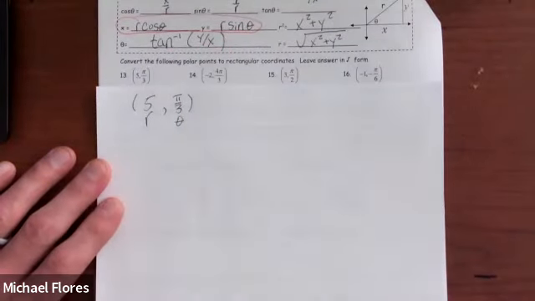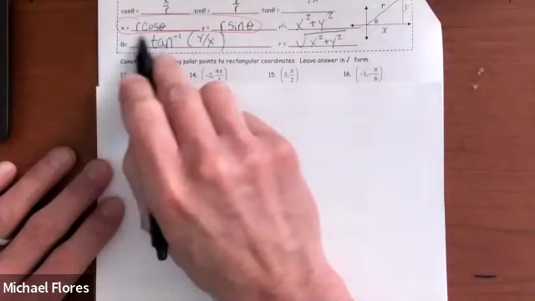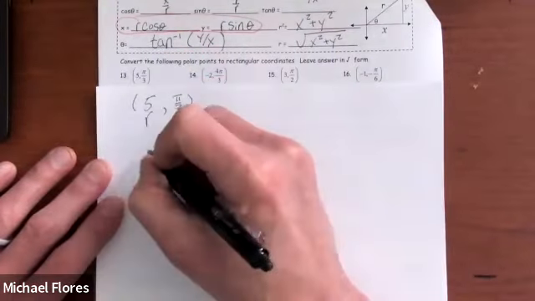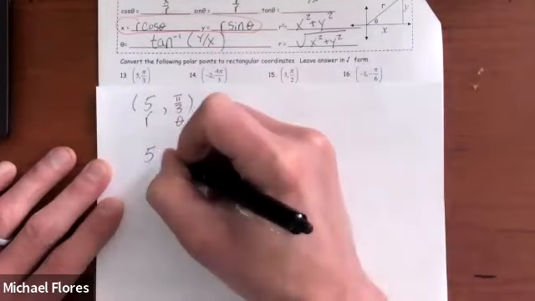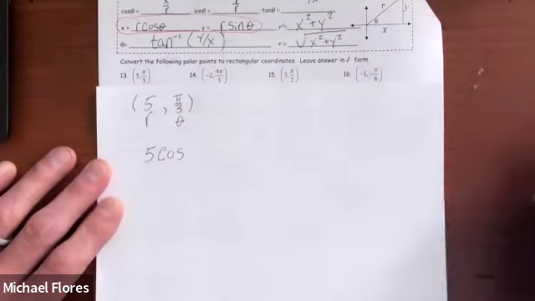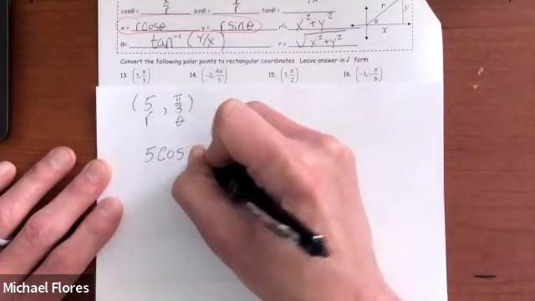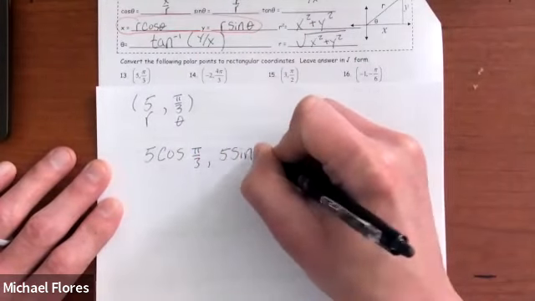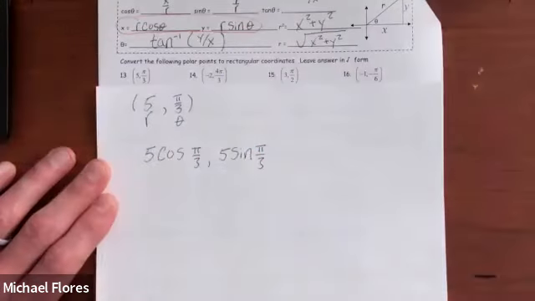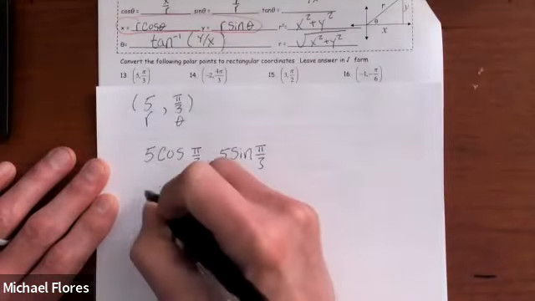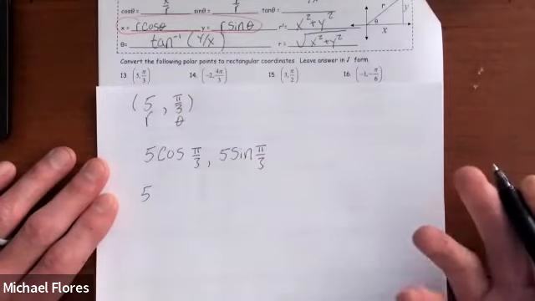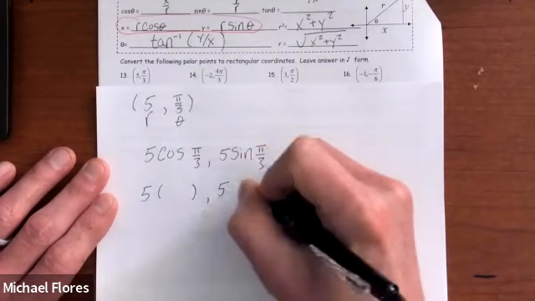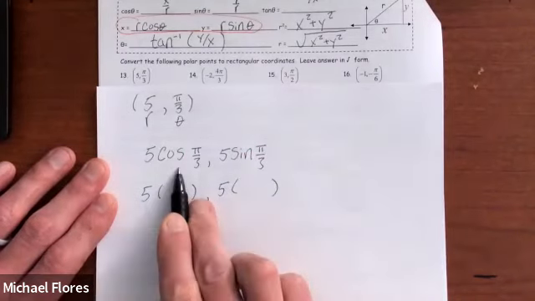So here's the pattern. You could just follow along the formula here, but in order to find x, we're going to do r, which in this case is 5, cosine, and then your angle, comma, 5, sine, angle. And then here's what I like to do because it helps me to not make a mistake. I'm doing 5 times parentheses, 5 times parentheses, because now we have to go to our unit circle.